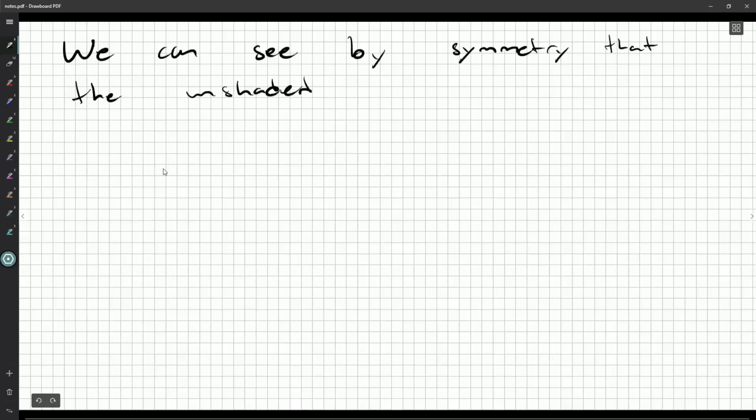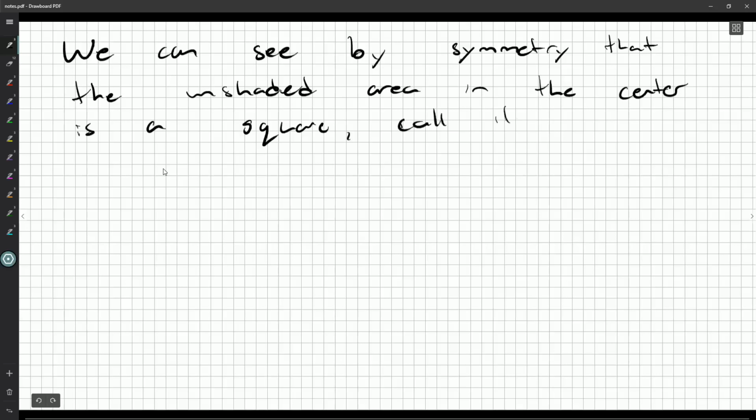But I'll say something like, we can see by symmetry that the unshaded area in the center, I mean, it's the same thing I said verbally, but I'm actually going to write it down so whoever's reading knows that I know what I'm talking about. Unshaded area in the center is a square. Call its side length X. Okay.